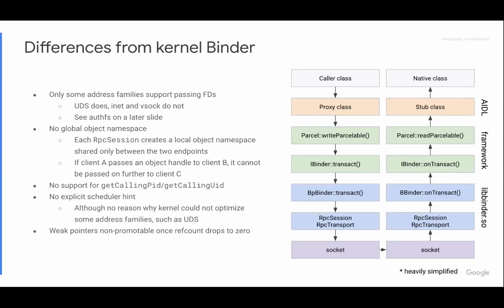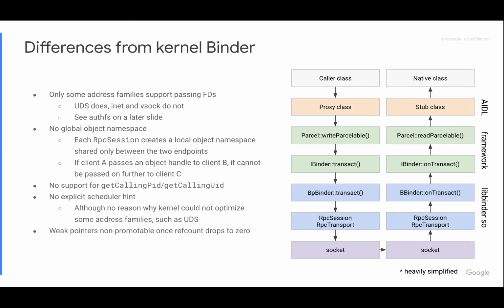Okay, so the differences from the regular traditional kernel binder. First of all, only some of the address families support passing file descriptors. So for example, the Unix domain sockets do support this. You can just pass FDs the same way you would with regular binder, but your TCP and VSOC do not. So you need to find other ways to share files between processes if they're not running on top of the same kernel. And we do have one potential solution to that, which I'll mention in a slide later on.